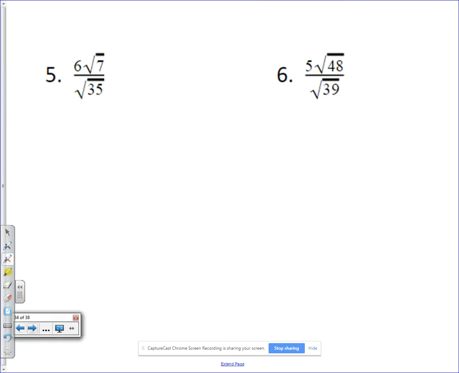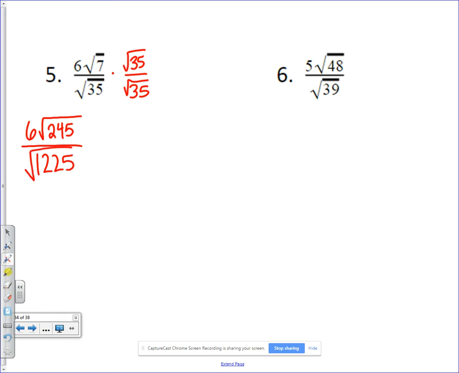All right, moving on to the back here. Okay, that 6 is going to stay on the outside. I need to multiply by radical 35 over radical 35. The 7 and the 35 are both under the radical, so when we multiply that, we get a 245 under the radical. And in the denominator, that's going to be a 35 times a 35, which is 35 squared. And remember, that is under the radical, and that is a perfect square. You get 35 when you take the square root of that.